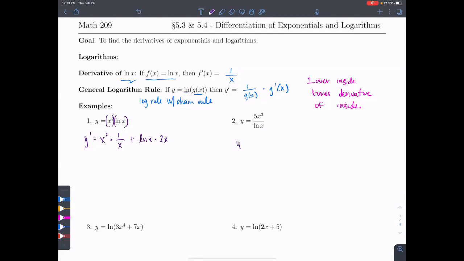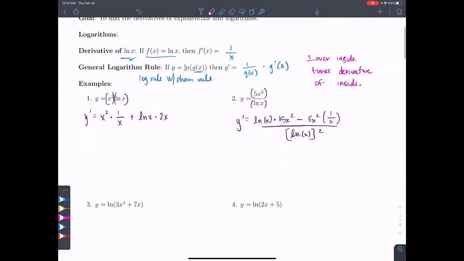On number 2, we're going to have a quotient rule, since we have top and bottom functions here. So y prime would be bottom times the derivative of the top, or ho d high, minus high d ho. The derivative of the ln of x is 1 over x, all over ho ho, or the ln of x quantity squared. Again, we do not need to simplify, so this is good enough.